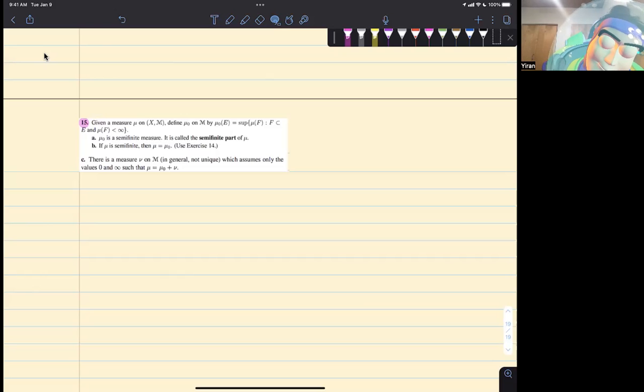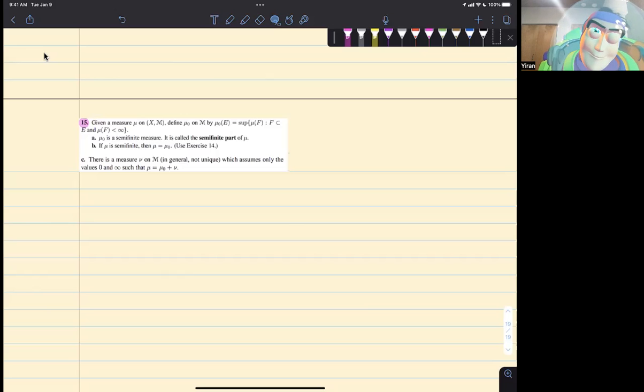This is equal to the supremum of mu of F, where F is a subset of E and the measure of F is finite. Okay, and so that's why we're concerning F here, right? So those F are potential candidates satisfying this.